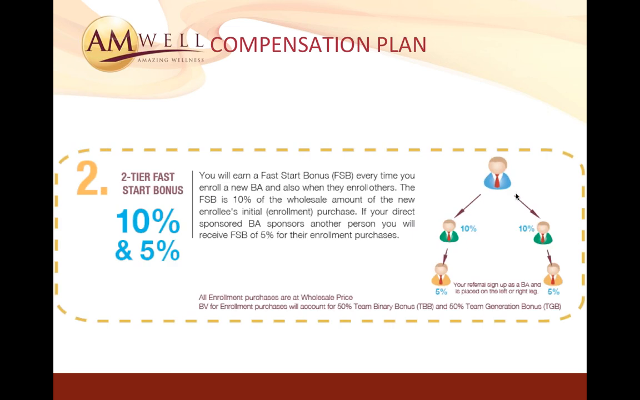Now, the second issue I want to talk about today is the multi-tier or 2-tier Fast Start bonus. And you will earn a Fast Start bonus, or FSB, every time that you enroll a new BA, and also when they enroll new orders. The Fast Start bonus is 10% of the wholesale amount of the new enrollee's initial or enrollment purchase. If your direct sponsored BAs sponsor another person, you'll earn another 5% Fast Start bonus off of their enrollment purchase.